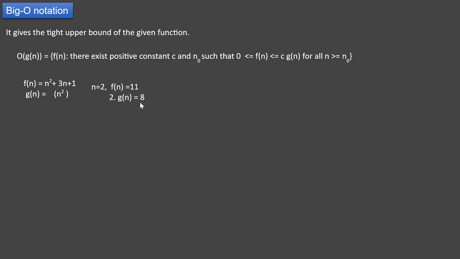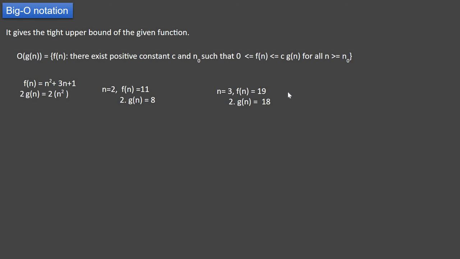So gn is giving a lesser value than fn, because it's 11 and it's 8. Okay, so keep on giving values to n. Let's say I give n is equal to 3. I will put the value 3 into the same fn, and the value will become 19. And for gn, the value is 18 and 2 is still constant. So now you can see that fn still has a greater value than gn.